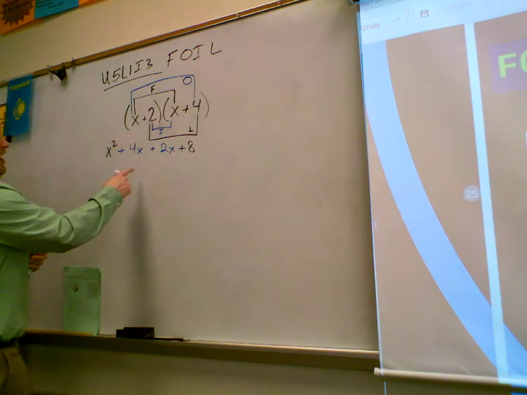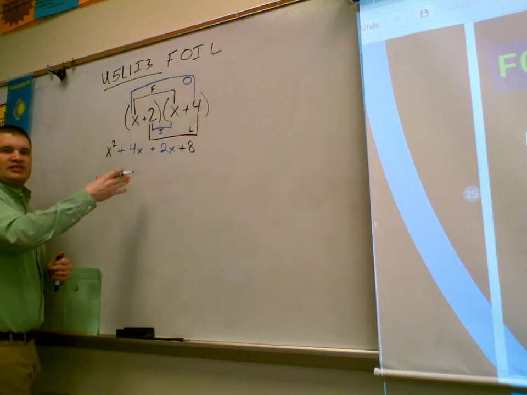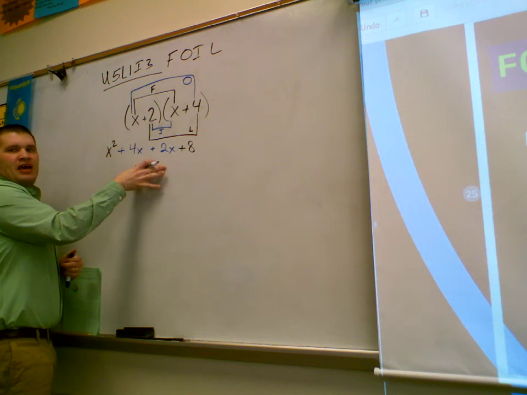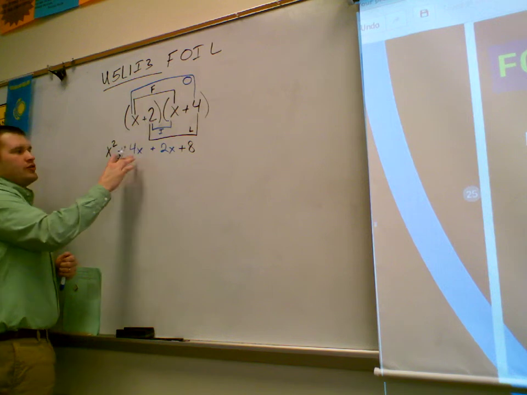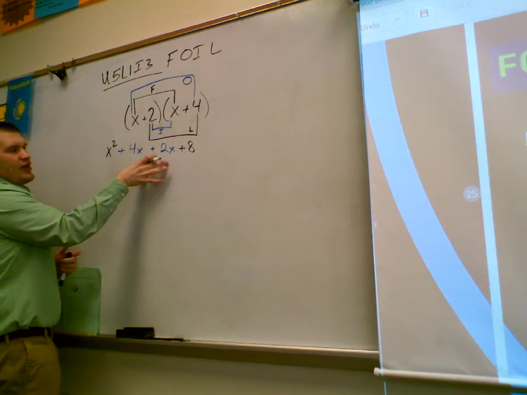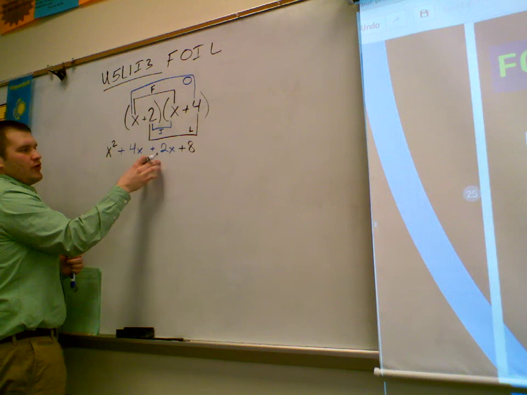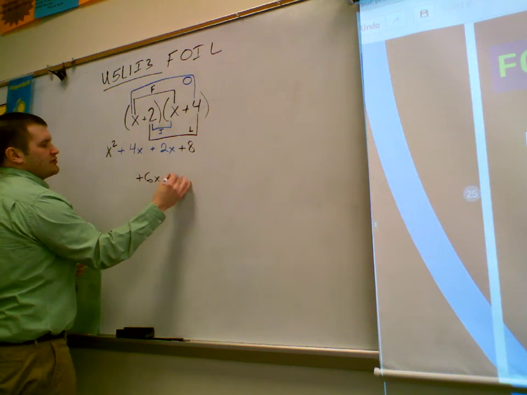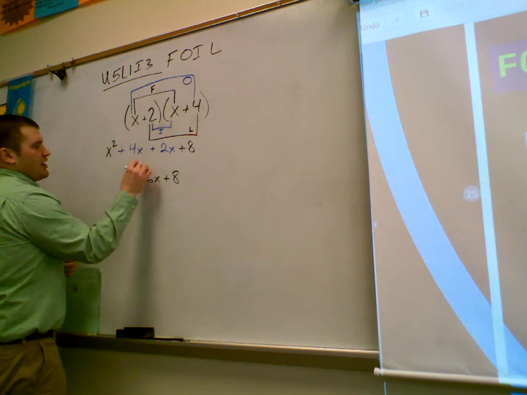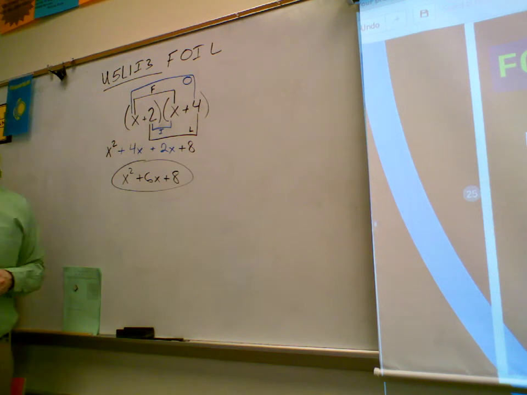Good. That was not an accident. These are both blue for a reason, because these have the same x, don't they? Are these the same as x squared? No. So I can combine these because they both have 1x. So 2x plus 4x makes 6x. Then we bring down our 8 and our x squared. And there you go. You FOILed it.